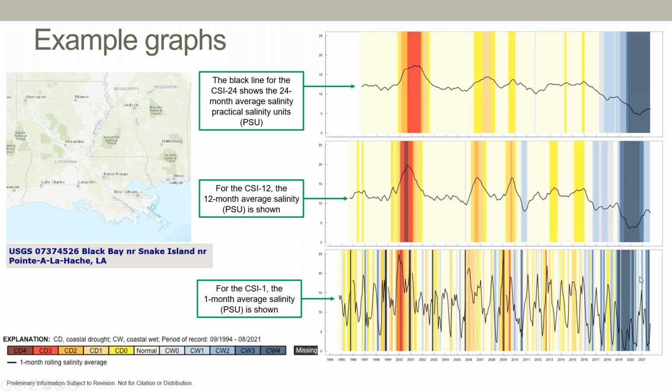So on this graph in the Gulf of Mexico, you can see that there was a drought in the 2000s, and this was due to really low stream flow in the Mississippi River. So less fresh water was getting out to the coast, and so salt water was able to come in and raise the salinity of this gauge. In recent years, you see low salinity values due to record stream flow from the Mississippi River. Another thing you can notice from these graphs is that the flashiness of the 1-month salinity records and the color bands in the background are averaged out over time for the 12-month and the 24-month intervals due to averaging.